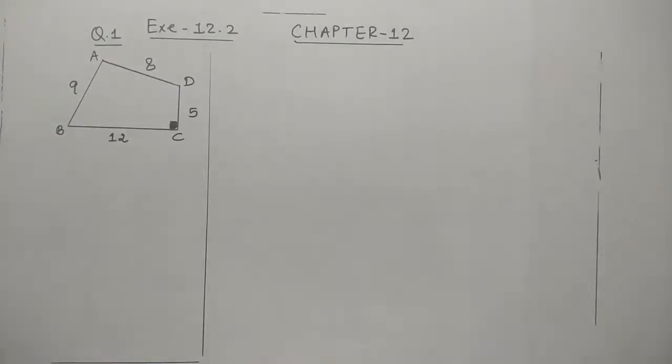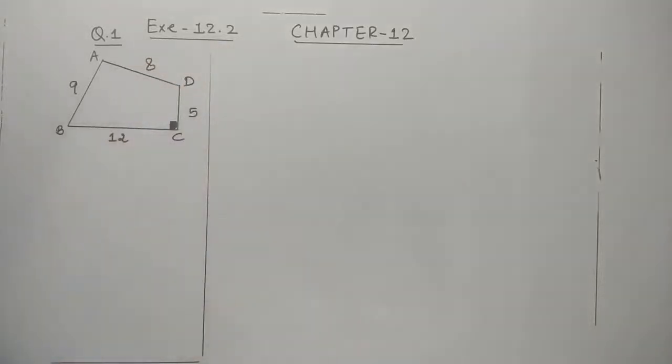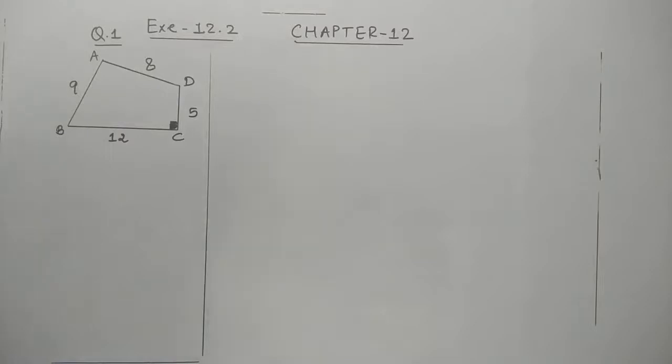Let's start with the new exercise today. This is Exercise 12.2. The sums which we have done in the previous exercise, they are quite different. Again, all the sums are based on Heron's formula which we have learned in 12.1. But here all the sums are twisted. So the sums of this exercise are far better than the sums which we have done in 12.1. So let's start with the first question.